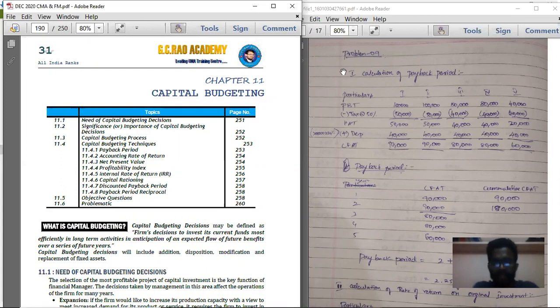FM in Inter, capital budgeting is nothing but how well the fund has been used, or evaluation of the two projects which will be effective. So these are the different kinds of viewpoints in capital budgeting. First I'll clarify what the different concepts are: what is payback period, what is accounting rate of return, what is net present value.